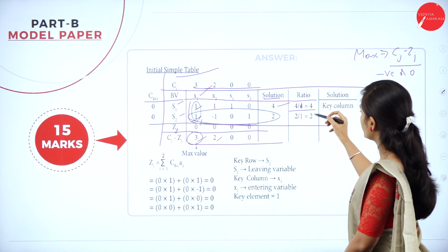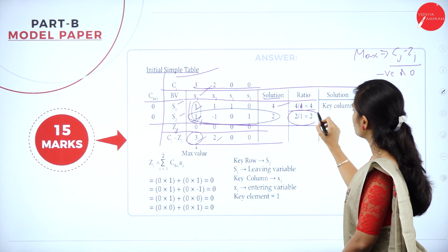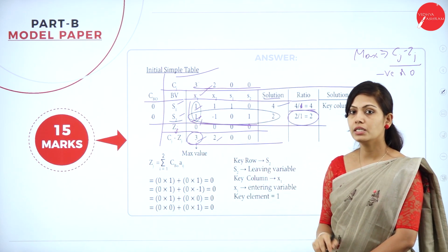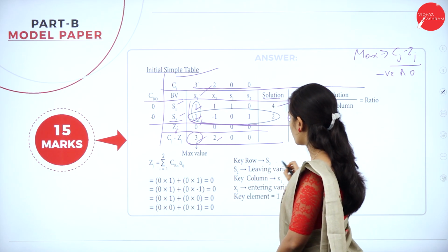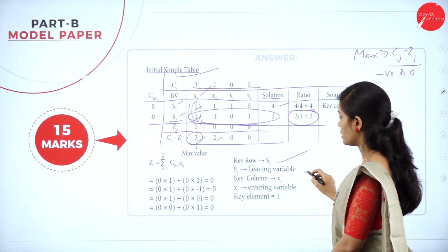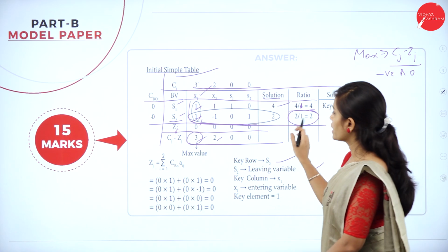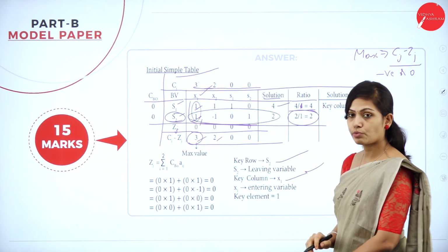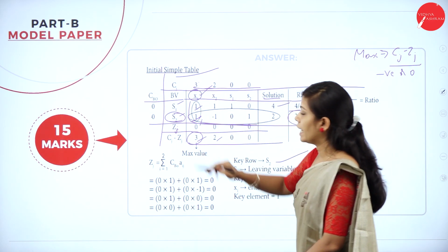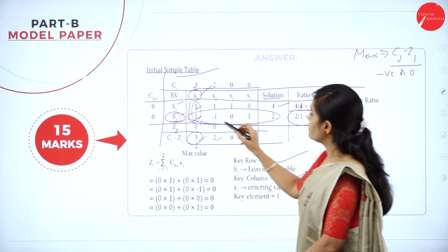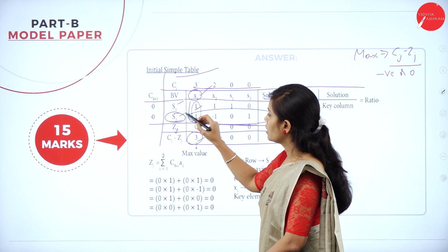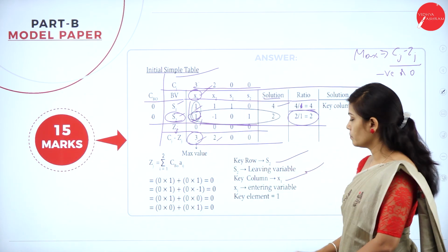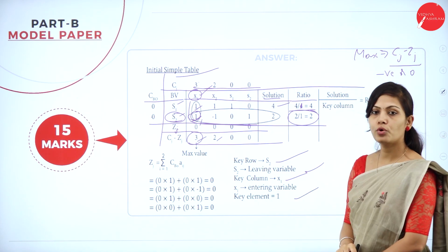So among these ratios, which is the least value? 2 is the least value, it comes under this row, that is S2, which is called the key row. So key row is S2, the leaving variable. Key row is called the leaving variable, and key column is x1. x1 is called the entering variable, and the common value for both key row and key column, 1, is called the key element. This is also called the pivot element.